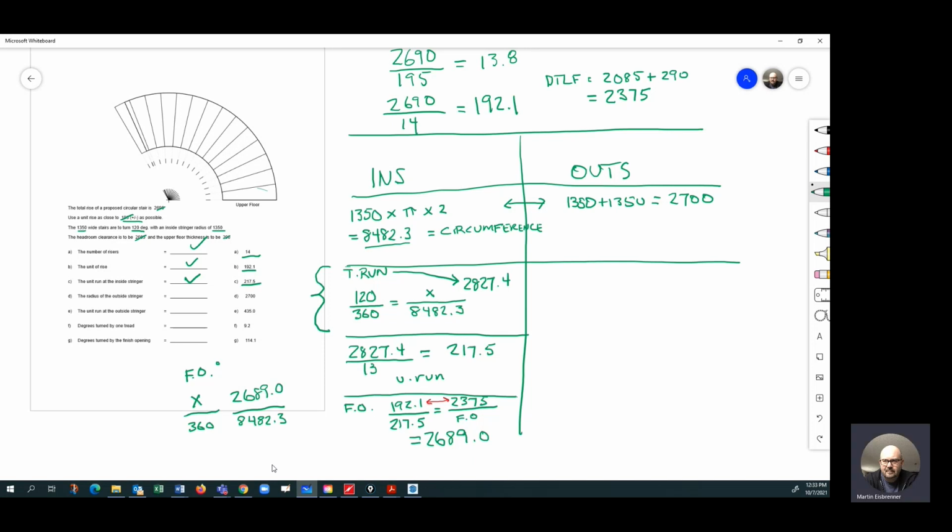And that's still floating around in my calculator. So I'll go times 360 equals divided by 8482.3 equals 114.1. Yeah, so you're wrong if it's over whatever they say, like the 120. You can definitely see it's got to be less than that, obviously. Yeah, and it should be just barely less. Otherwise, the stair is probably not going to work, because you won't have the headroom clearance. Yeah, exactly.